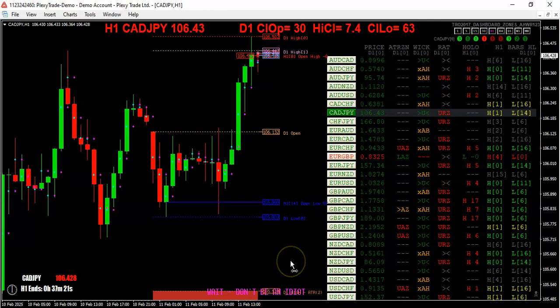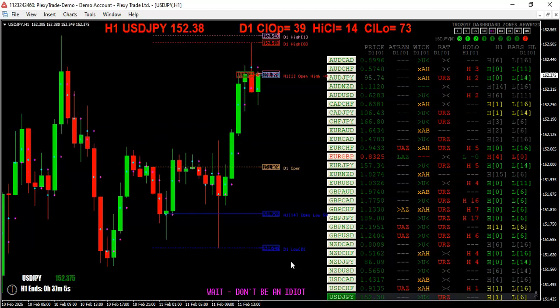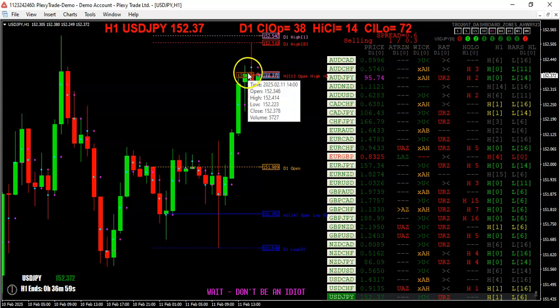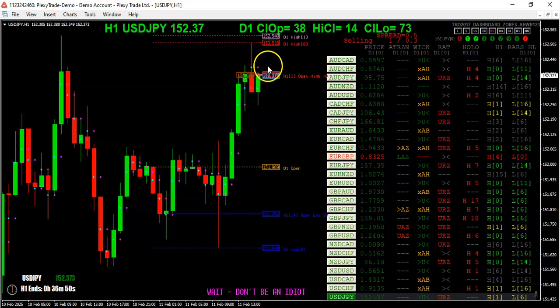And just take a peek at the dollar yen. So you can see here, you had a higher high right here. And you can see prices getting back to that level. It's actually right at that level. So there might be another opportunity to go short on the dollar yen.